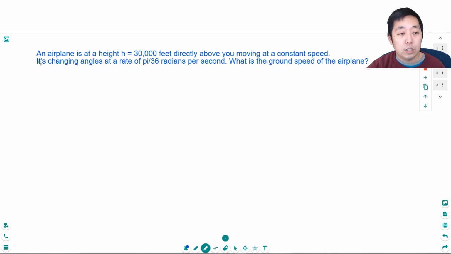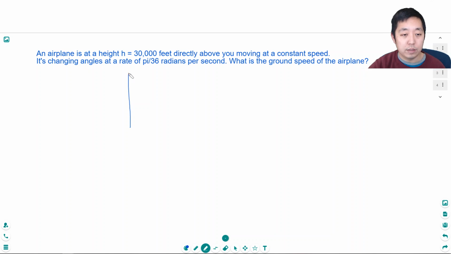So you have an airplane at a height of 30,000 feet directly above you, moving at a constant speed. It's changing angles at a rate of pi over 36 radians per second. What is the ground speed of the airplane? I should have put a picture in here. It probably would have helped a little bit, but let's draw a diagram of what's happening.